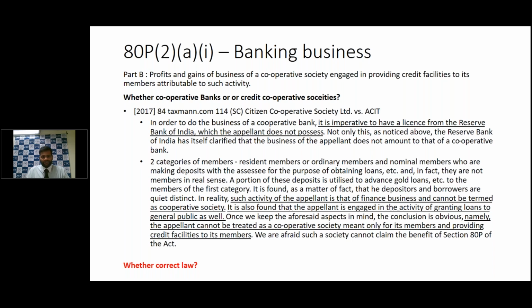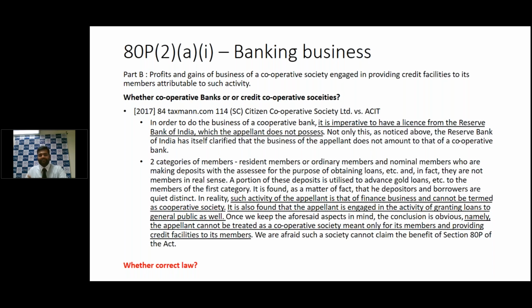84 taxmann.com 114. Now, this is an important judgment in this context because they have dealt with the issue that if a credit cooperative society engages in the activity of granting loans to the general public as well, can they claim deduction under Section 80P(2)(a)(i). The important part of this judgment is that the Supreme Court, going into the Banking Regulation Act, has clearly specified that the cooperative society in that case is not a cooperative bank because they don't have any license from the Reserve Bank of India. Plus, in that case, the Reserve Bank of India itself verified that the Citizen Credit Cooperative Society is not carrying on banking business. Therefore, the first finding of the Supreme Court is that Citizen Cooperative Society is not a cooperative bank.